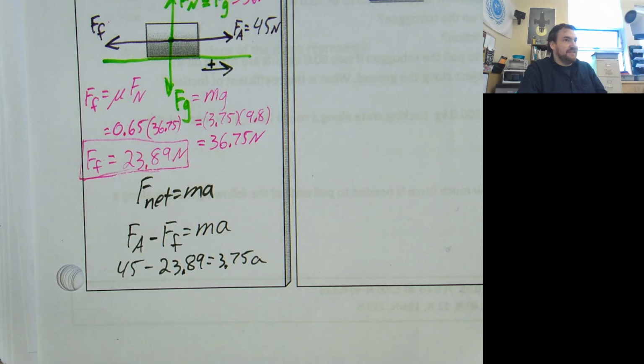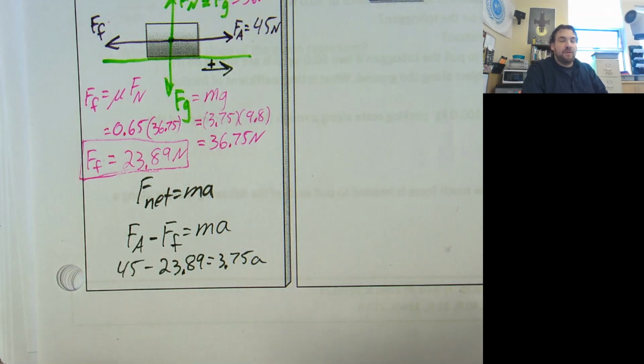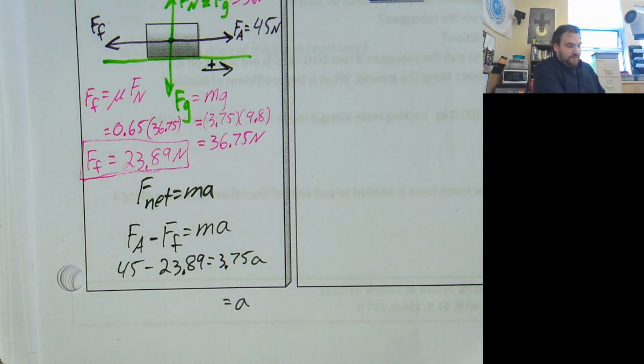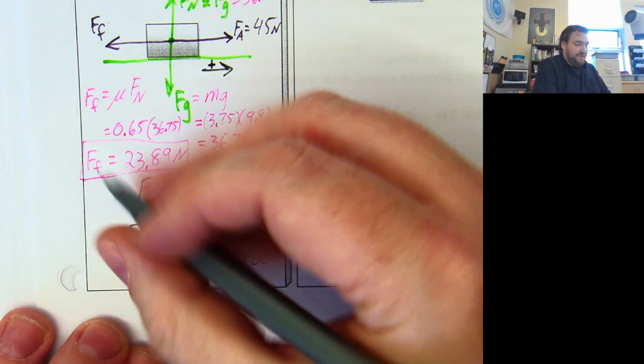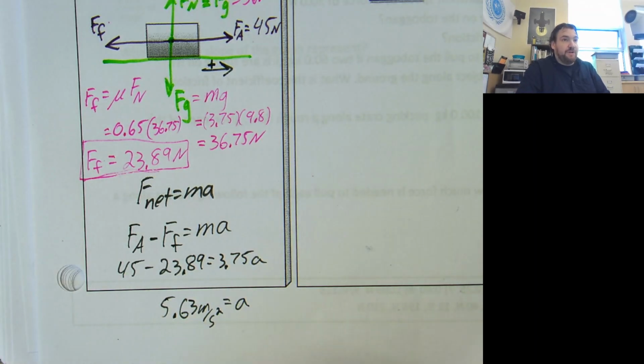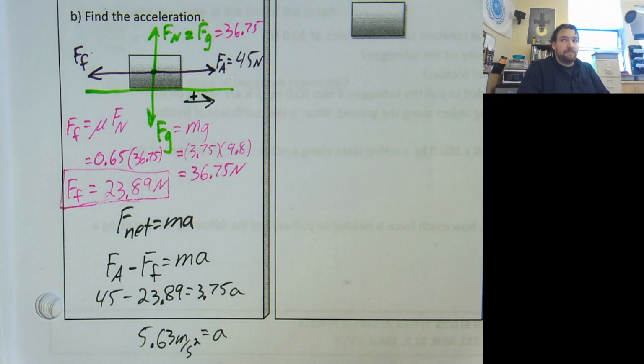The way you guys should lay these out is so that everything you have builds on the line that came below it. So what's the acceleration of the object? You're going to take 45, subtract 23.89, divide that result by 3.75, and you're going to get an acceleration of what? 5.629, so if I round that to 2 decimal places, I'm going to get 5.63 meters per second squared, which is actually a pretty impressive acceleration if you're dragging an object across the tabletop.